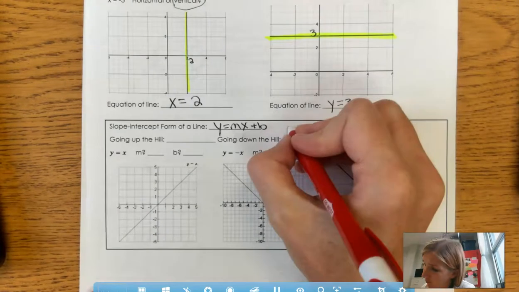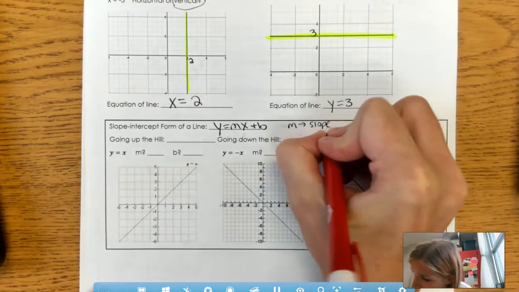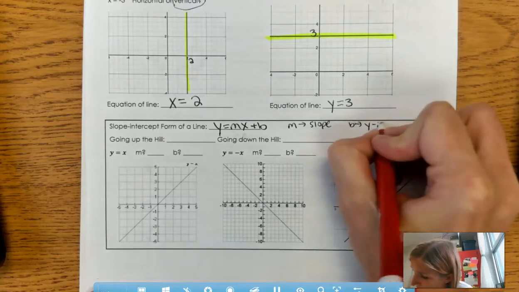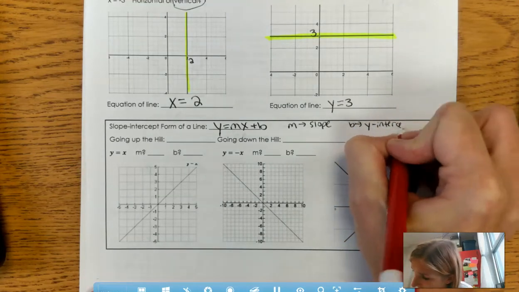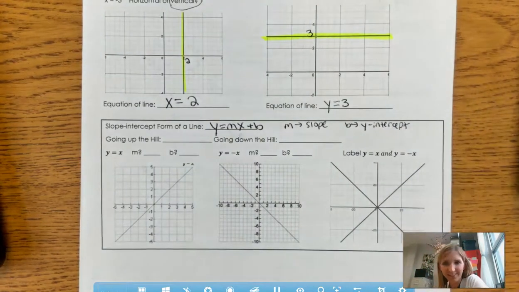The slope is represented by the variable m. That's what the slope is. The b is the y-intercept. I know it's all coming back to you, right?